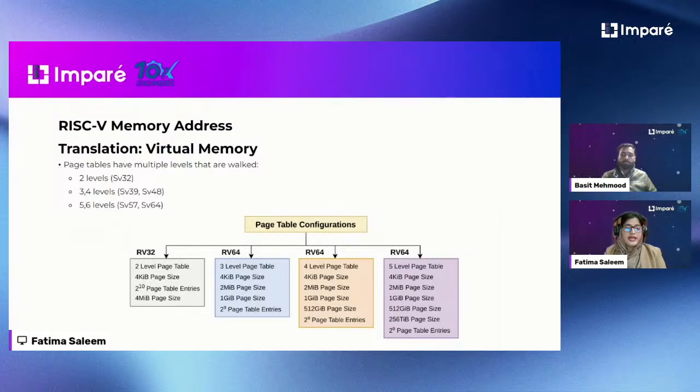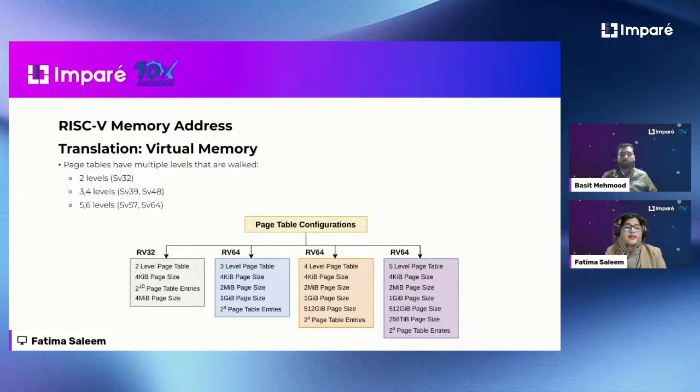For 32-bit, we have Sv32, which traverses two levels of page table to get a physical address from the virtual address. The standard page size is 4 KB, and there are 2 to the power 10 page table entries for Sv32. For RV64, we have different options depending on the virtual address width.